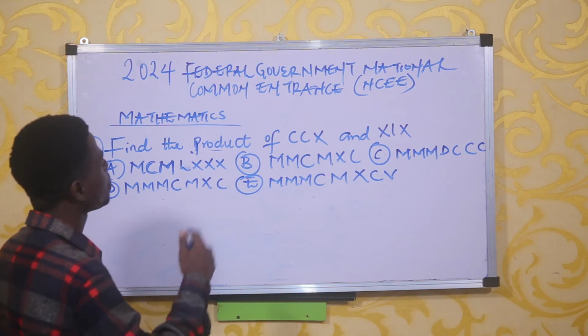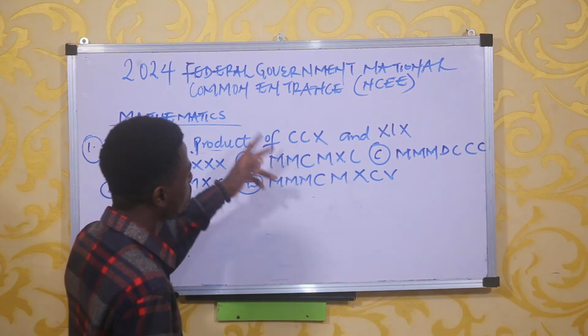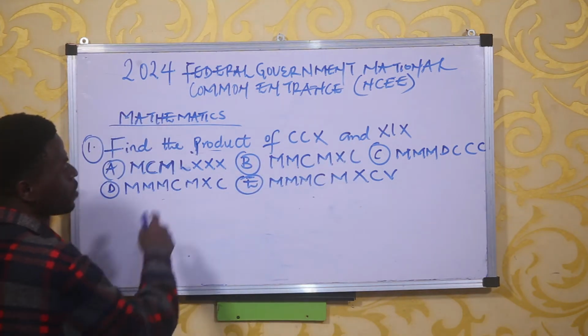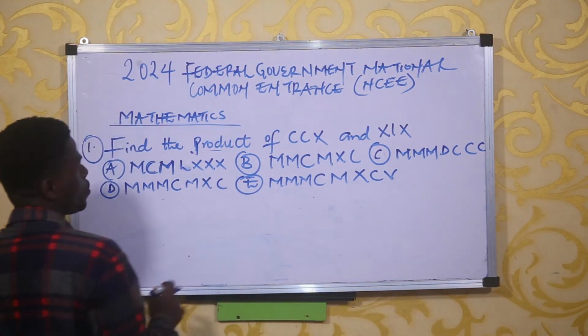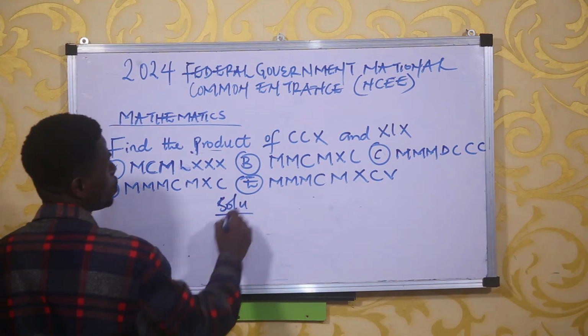Question 1 says: find the product of the Roman numerals CCX and XIX. From our answer, what is the objective here? So let us go. Solution.